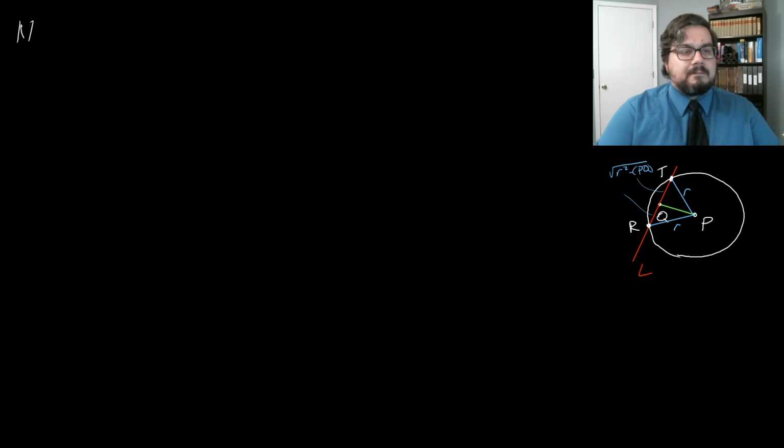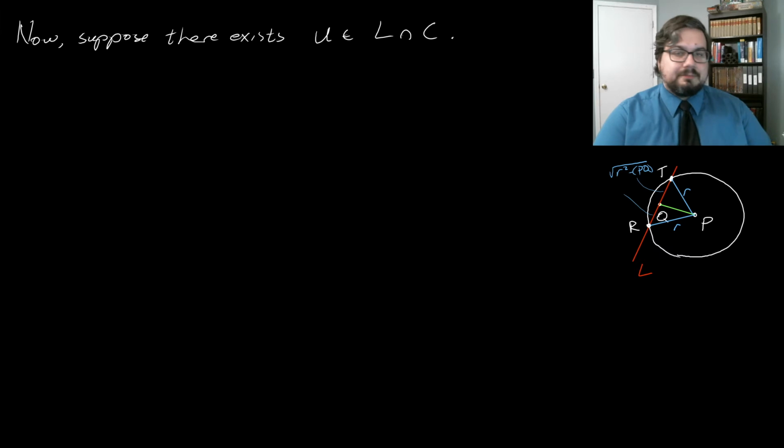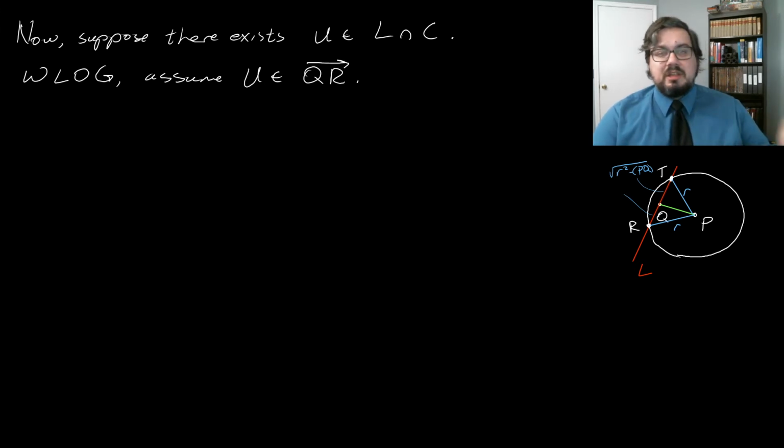So now, suppose there exists a third point U that lies on L and C together. Now, this U could be on either half of the line L, separated by Q. For convenience, without loss of generality, we may assume that U belongs to the ray QR. If it lies on the other side, then just do the argument we're about to do, just replace all your R's with T's, because in that case it would be on the ray QT.